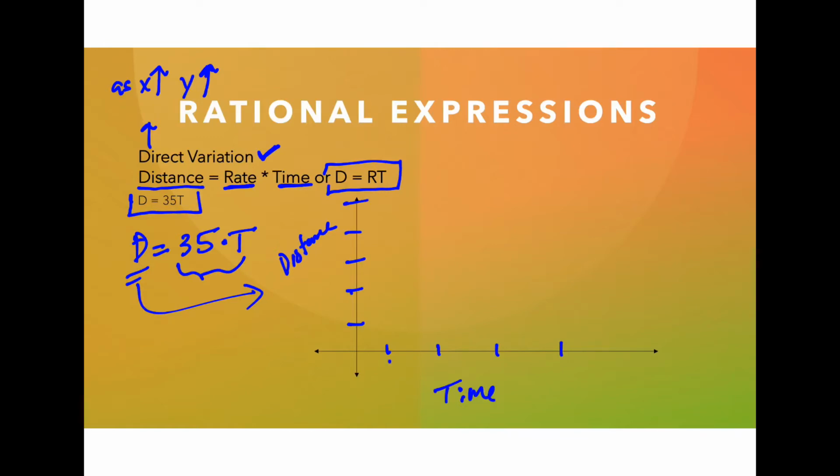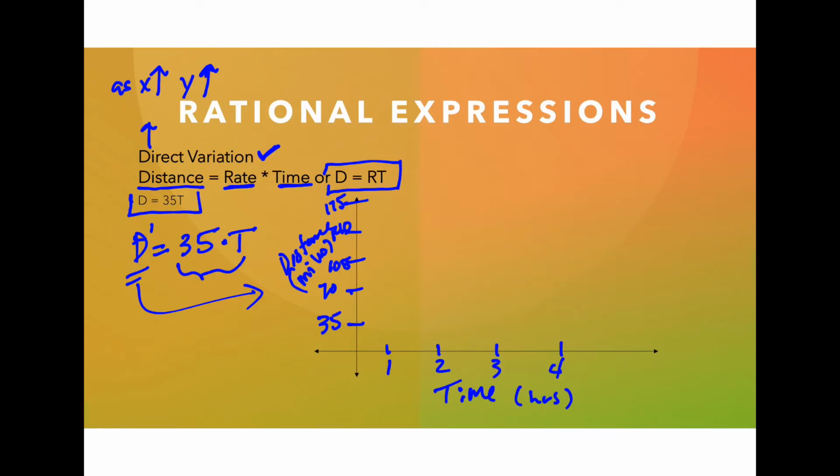And I'm going to put for time 1, 2, 3, 4. This is going to be in hours. And then distance is going to be in miles. So we're going to say, just to make it easy, 35, 70, 105, 140, and then 175. Okay, so just to look at this, we know that this is a linear relationship, right?